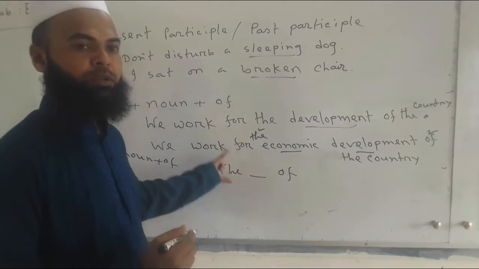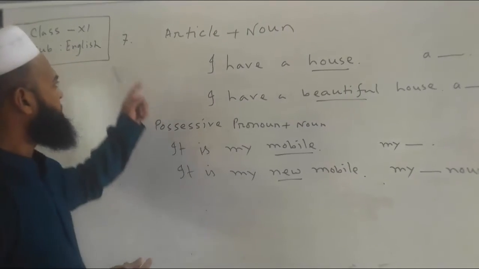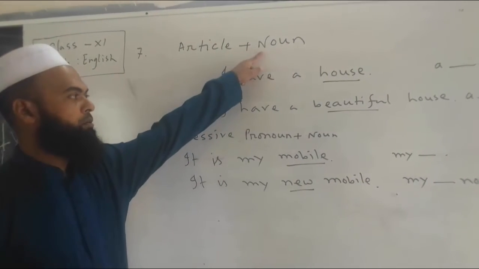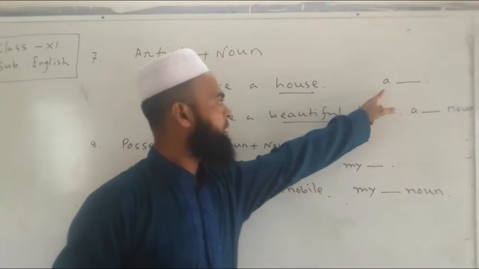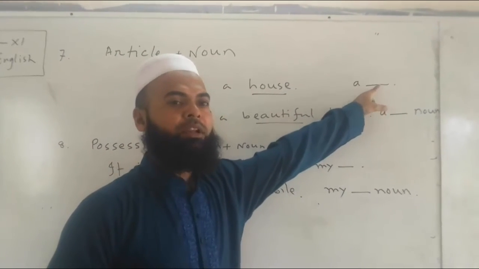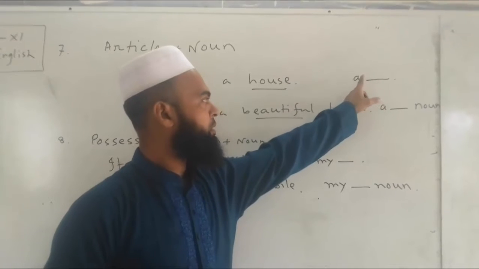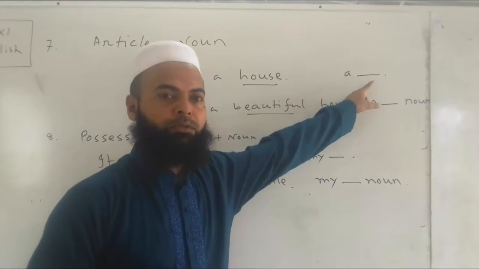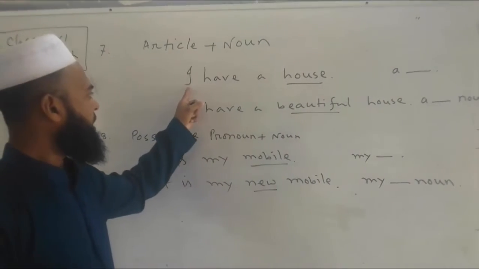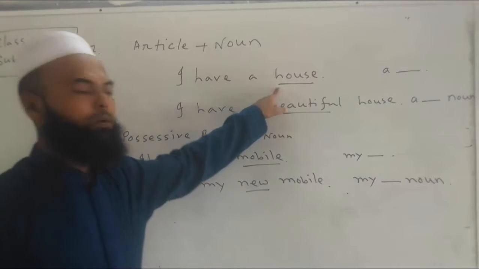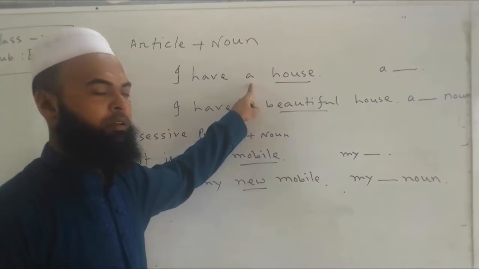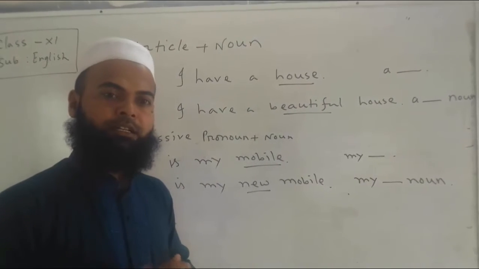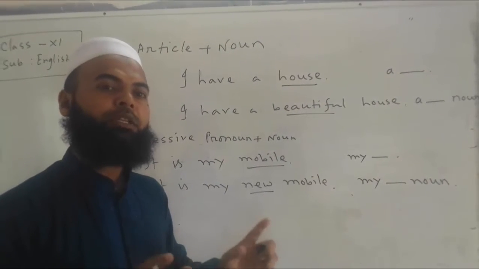I think you have understood the point. Next point is article plus noun. If you find a gap after an article, you will write a noun. For example, I have a house. Look, a is an article, and house is a noun. So when you find a gap after an article, you will write a noun in the gap.